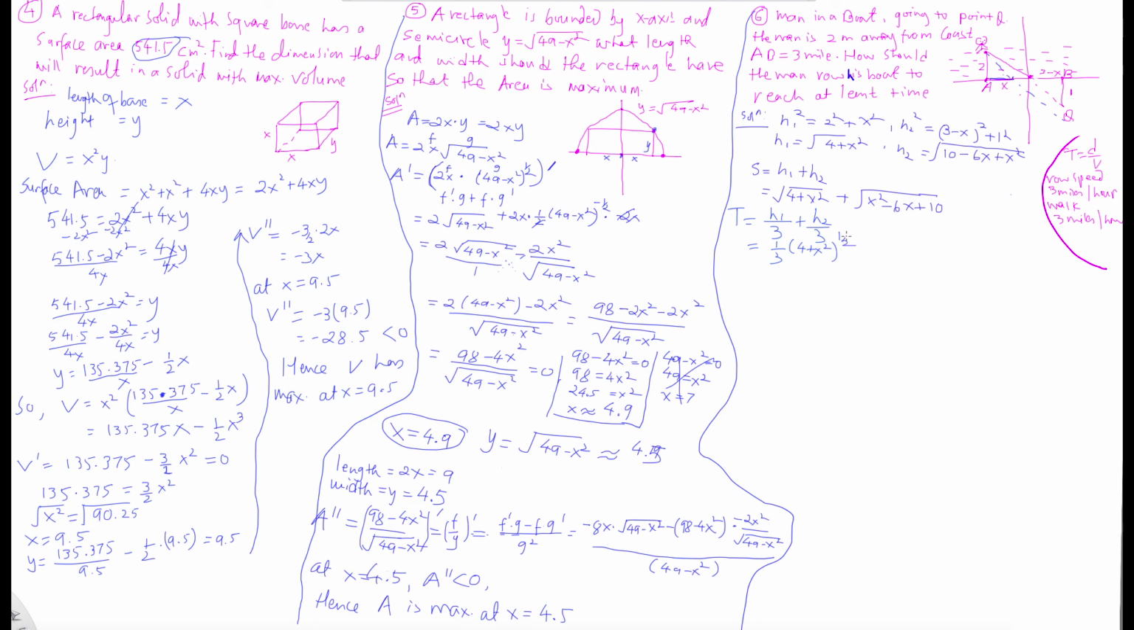Why am I writing it in terms of the exponent? Because I have to find the derivative, right? Plus 1 over 3 times (x squared minus 6x plus 10) to the 1/2. That's what I get. Now to find the shortest distance or the minimum time, if it is asking about maximum or minimum, you always find the first derivative and set that equal to 0. What is the first derivative?